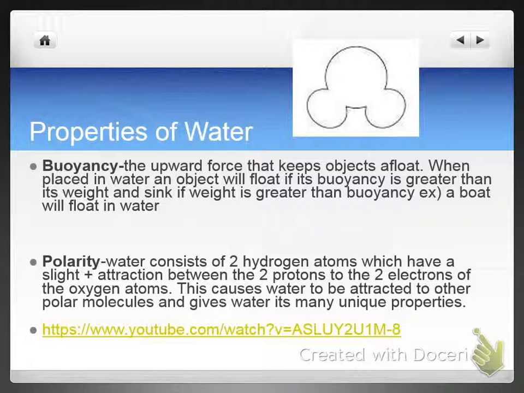So a boat floating in water would be an example of buoyancy. A buoy, or a channel marker that you see out in the sound, would be an example of buoyancy. You can also just draw a picture of a boat here with water pushing up on it and the boat floating for your picture.